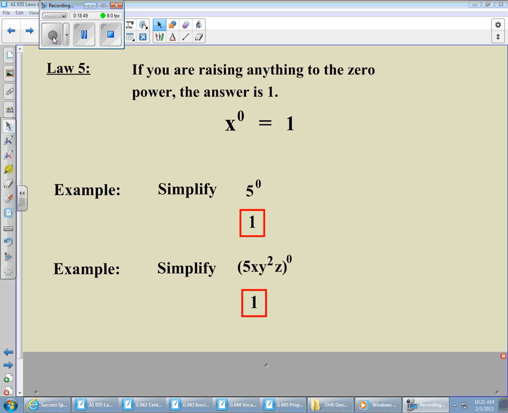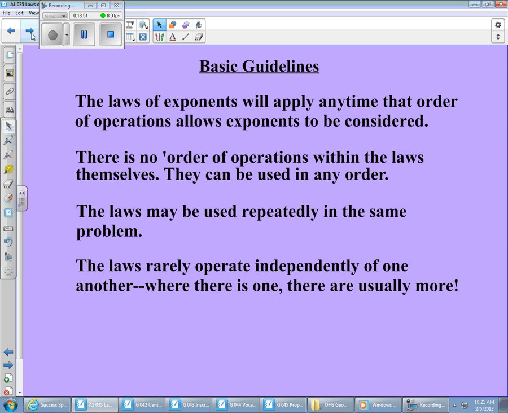All right, so those are the 5 laws. Okay, now here's some basic strategy or ways to think. So you can jot this down if you want. I'm going to go through it kind of quickly. If you need it more, you can look it up on Edmodo later. Okay, but basic ways to think about exponents.